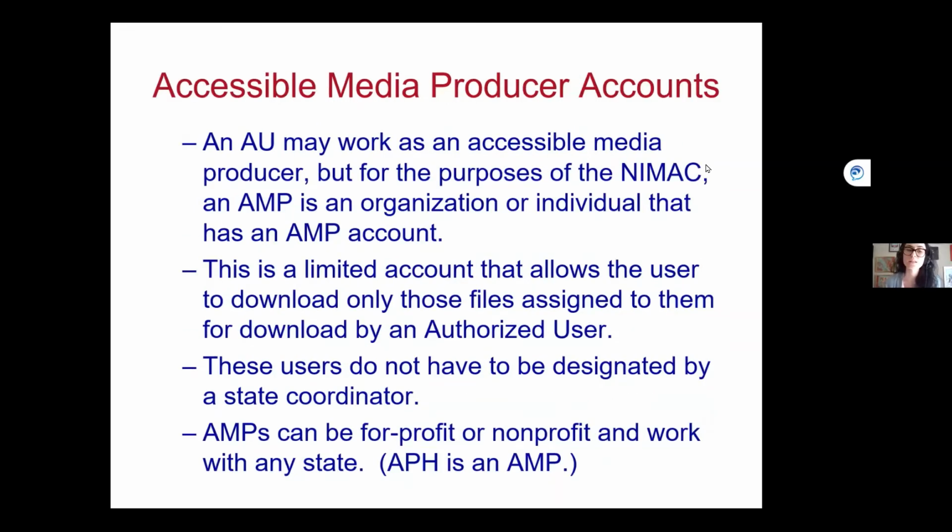The second account type is the accessible media producer account. Now, an authorized user may work as an accessible media producer, but for the purposes of the NIMAC, an AMP is an organization or individual that has an AMP account. This limited account allows the user to download only files that are assigned to them for download by an authorized user. And accessible media producers do not have to be designated by a state coordinator. AMPs can be a for-profit or a nonprofit, and they can also work with any state. APH is an example of an accessible media producer that's registered with the NIMAC.